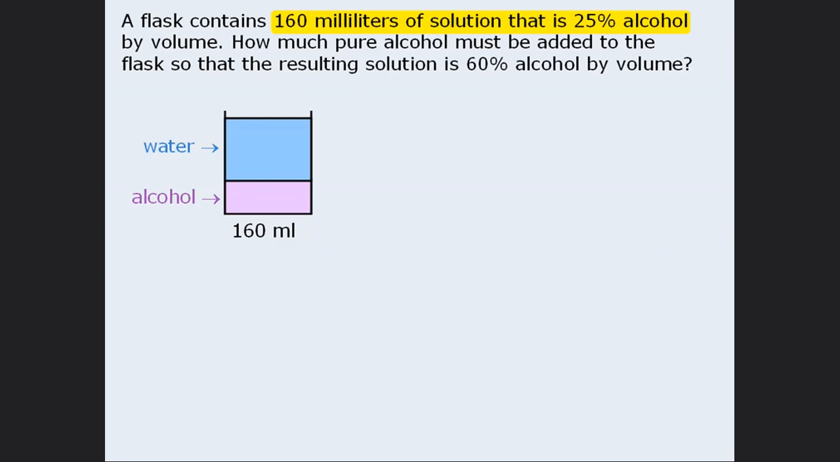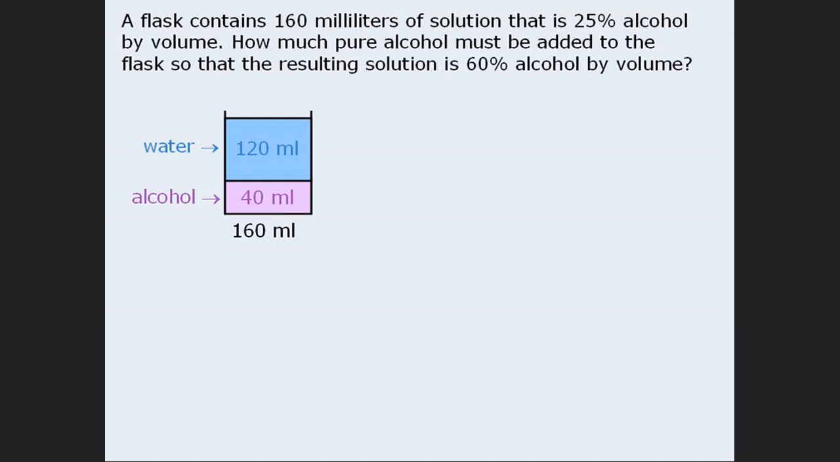Now the question tells us that the initial solution is 25% alcohol by volume. So if there is 160 milliliters of solution and 25% of 160 is 40, then we know that there is 40 milliliters of alcohol in the solution. This means the remaining 120 milliliters must be water.